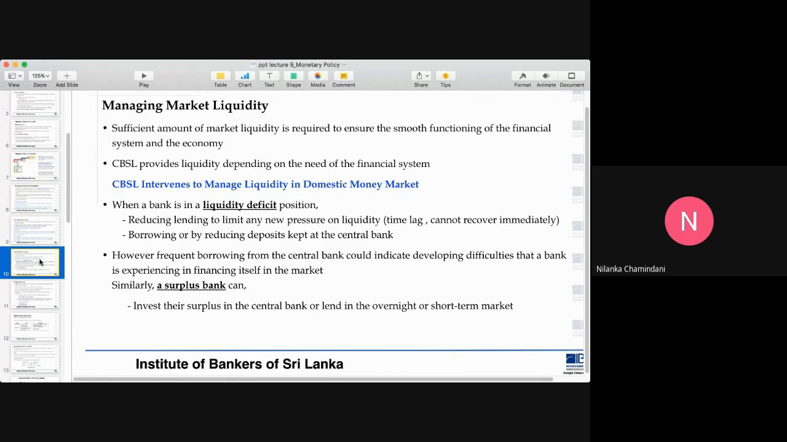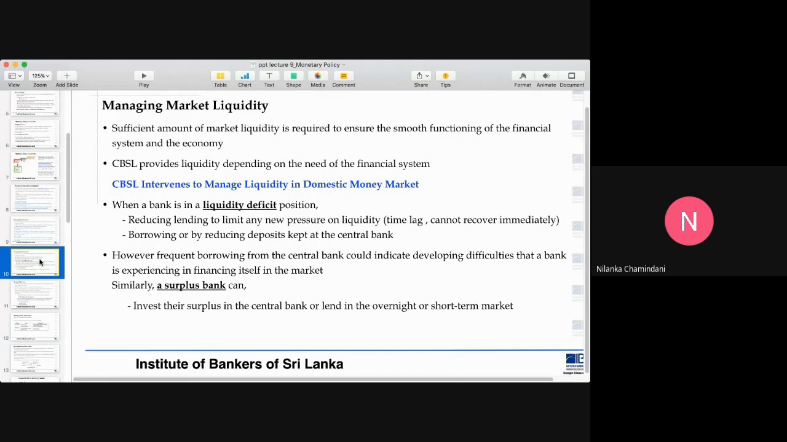They can reduce lending to limit any new pressure on liquidity, and borrow, or reduce deposits kept at the central bank. This can happen. Either they can borrow from the central bank, or they can reduce deposits kept at the central bank, which relates to the SRR also, because at the end of the day commercial banks know their position. If they have a deficit, they cannot meet the reserve requirement, but they are given a period to meet that requirement, so they can either reduce the deposits they keep with the central bank on that particular day, or they can borrow.